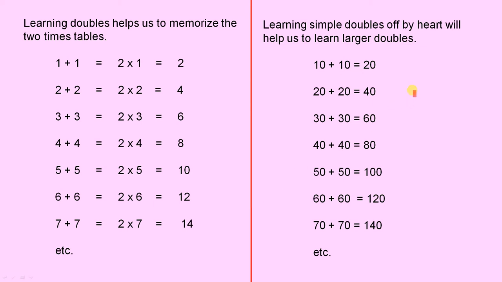Learning simple doubles off by heart will help us to learn larger doubles. 10 plus 10 equals 20. 20 plus 20 equals 40. 30 plus 30 equals 60. 40 plus 40 equals 80, and so on, and we can keep going using larger numbers.